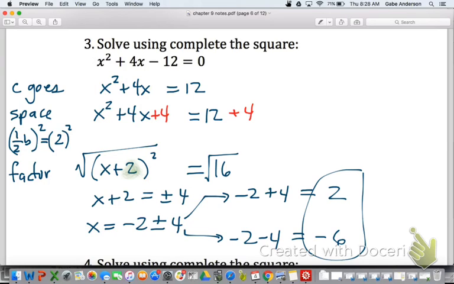Okay, so let's do one more, and then we'll go to the board to finish things up. And finally, everybody will get their chance at the board. So take a look at number 4. This will be a good one. This is one in which factoring does not work.